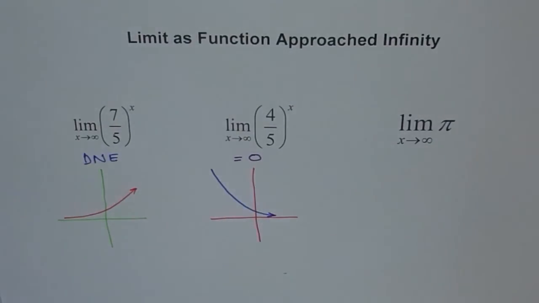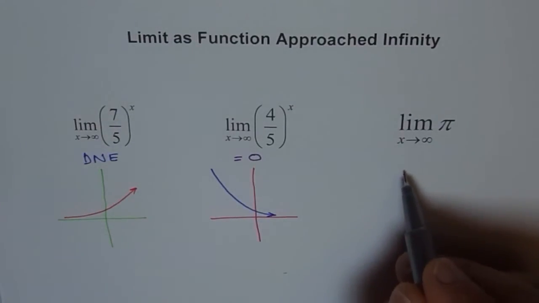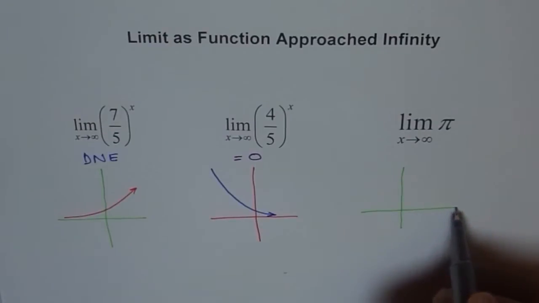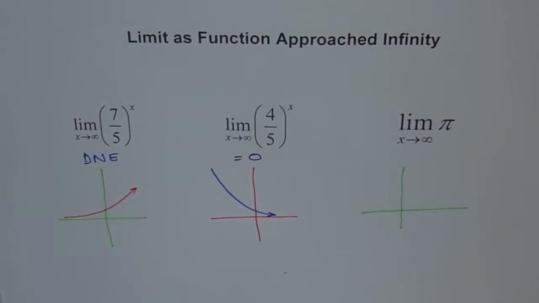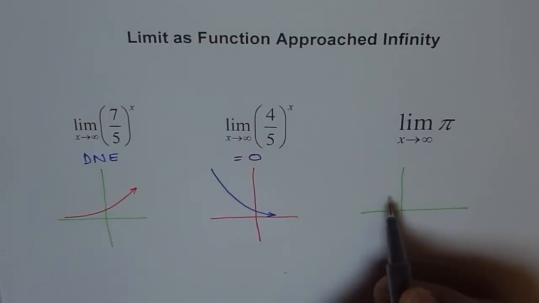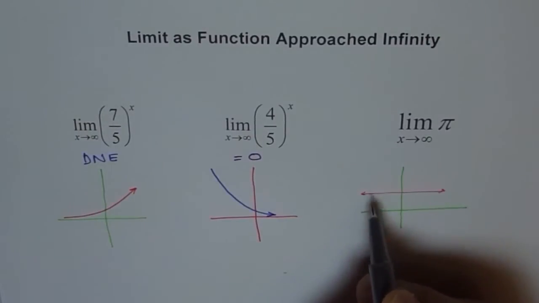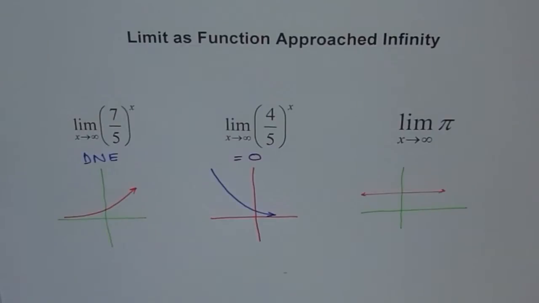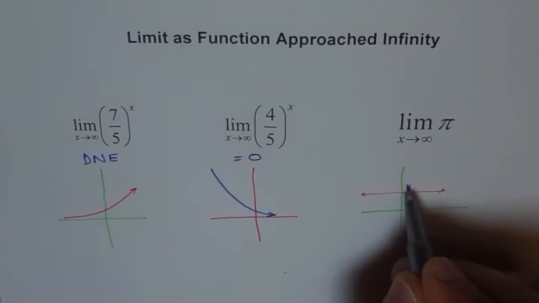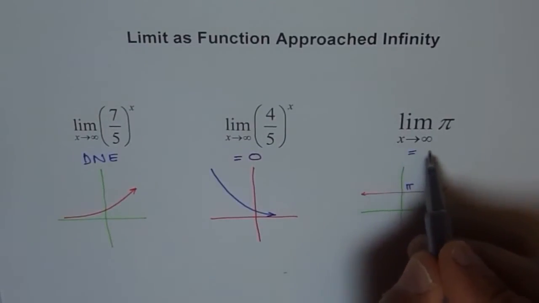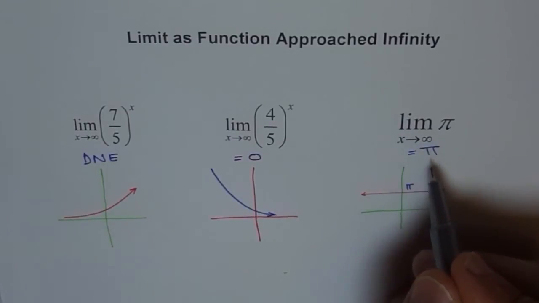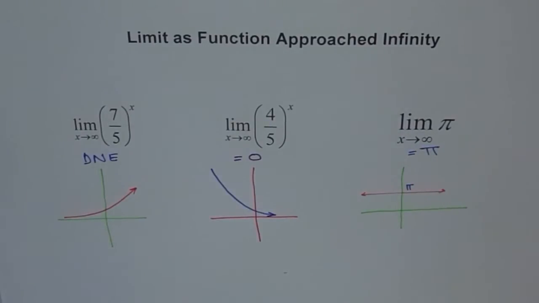Now the last one is the limit of a function which is pi. Pi is a constant function. It doesn't ever change, so it is a line like this where the value of the function is always pi. Is it okay? So for this, the limit is pi, whether you are at infinity or at any other point. So these are interesting examples where we have a limit of a function as it approaches infinity.